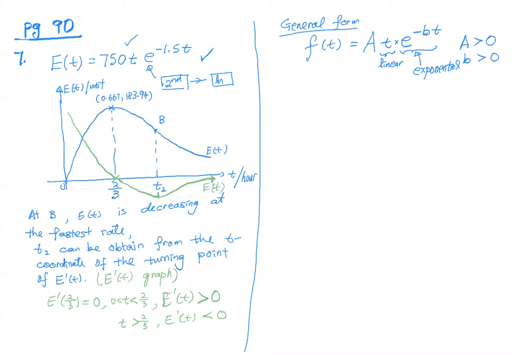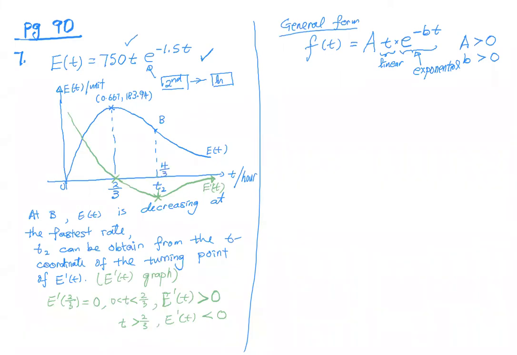So if I want to get T2, I can plot the graph of E prime T. Then I will be able to get T2. Okay, can you please tell me what is T2 now using your GC? 1.33. That is 4/3. Correct? Yes.